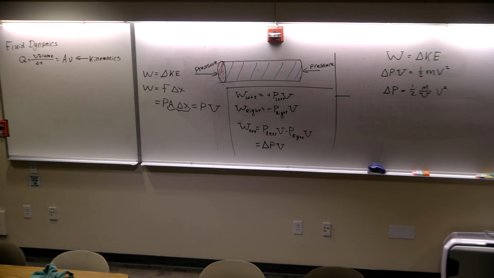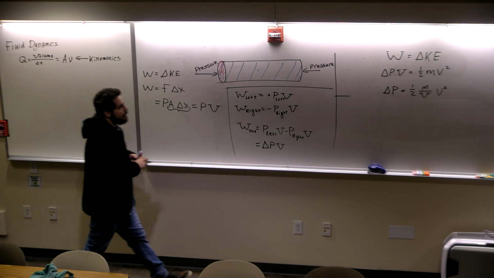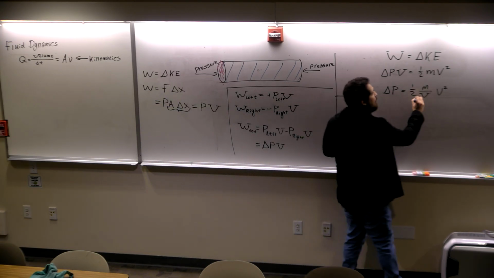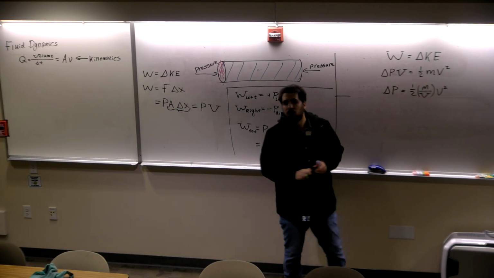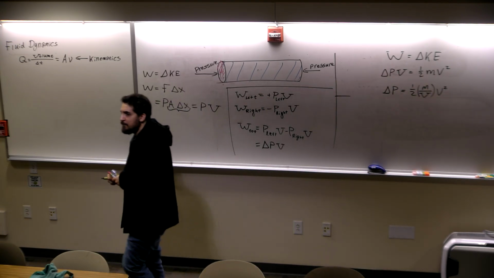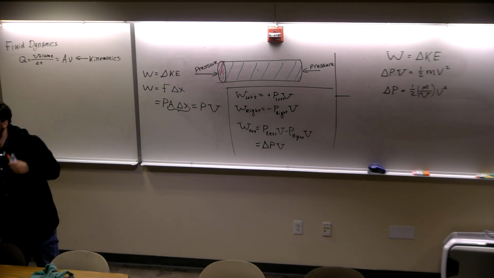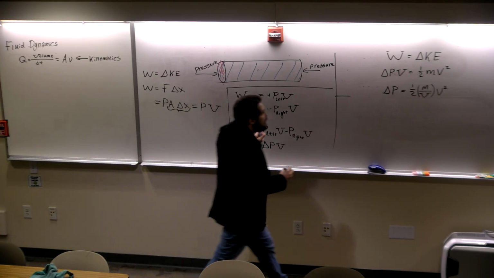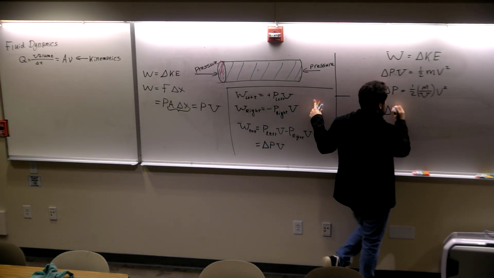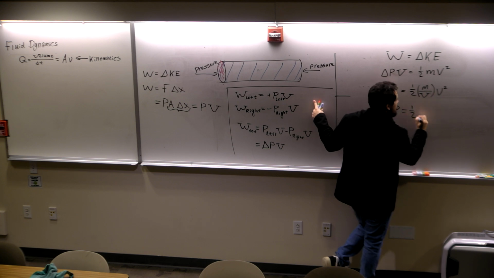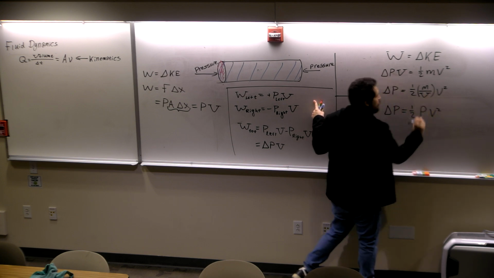Where v is how quickly it's moving at the end of the pipe. Mass is the mass of fluid inside of our system that is moving. V is the volume of fluid inside the system that's moving. Mass divided by volume is a physical quantity. We should know what mass divided by volume is: density. So the change in pressure gives us 1/2 the density times v squared.